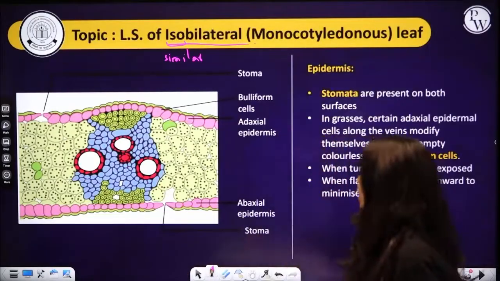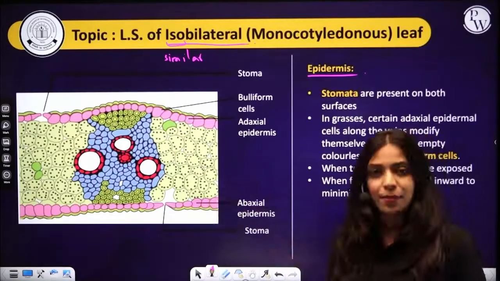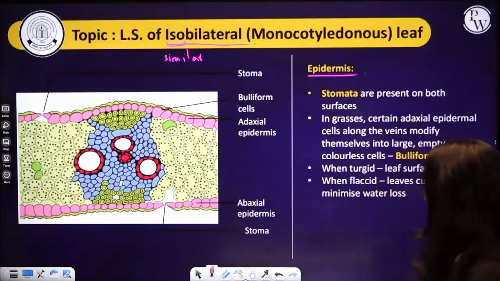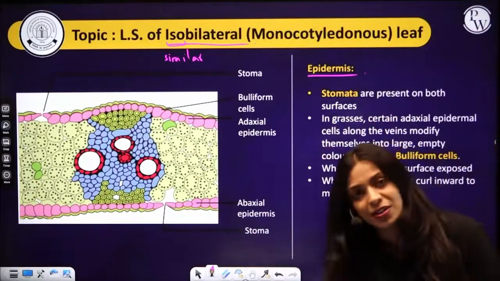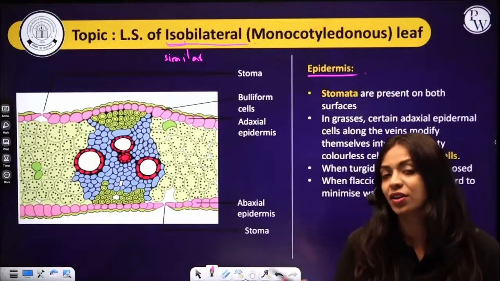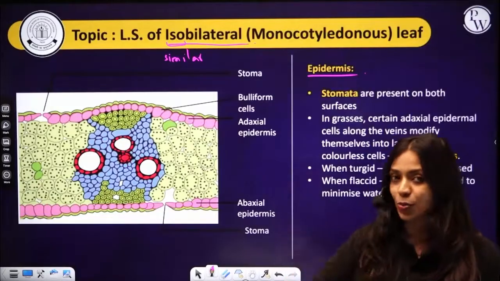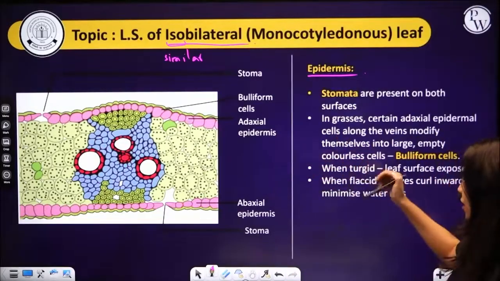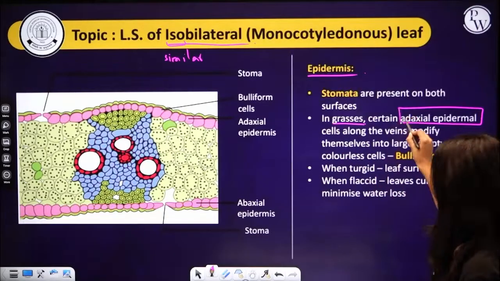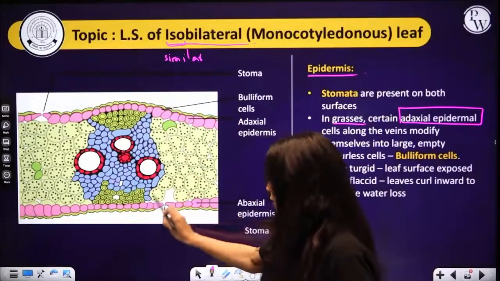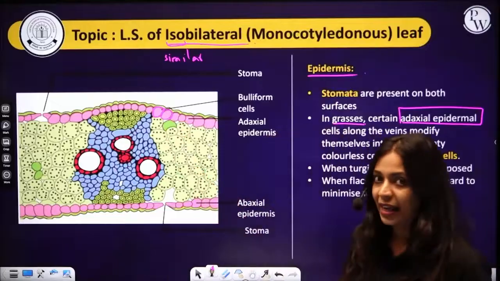Okay. Now in isobilateral leaves, you find the epidermis. On the outer surface, you will obviously find the cuticle. Over here, the stomata are present on both surfaces and they are pretty much equal in number on both surfaces, upper surface as well as lower surface. And in grasses, which is a type of monocot, certain adaxial epidermal cells along the veins become modified. If this is a vein, if this is the vascular bundle, certain cells along the vein become modified.